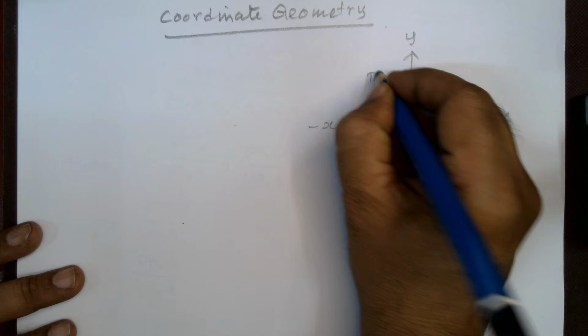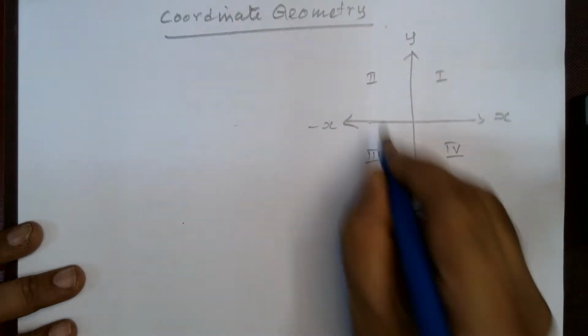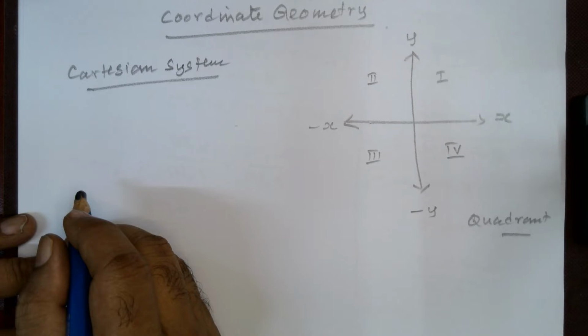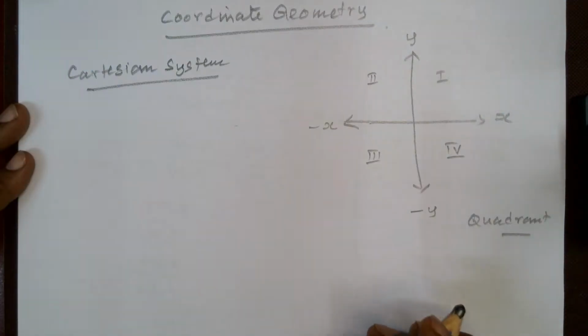Third quadrant and fourth quadrant. Quadrant means 1/4 of a circle. And this is called the Cartesian system. So we can identify a point on a plane called the Cartesian system here.